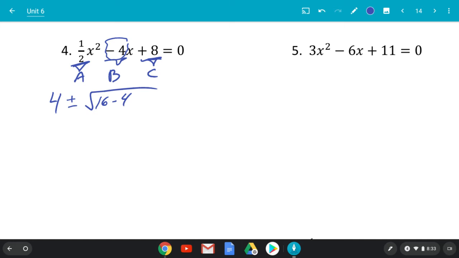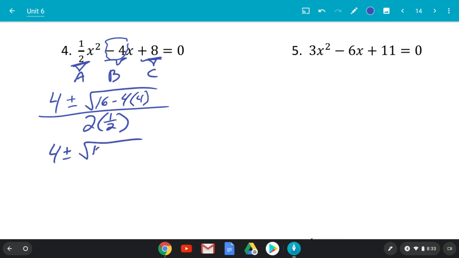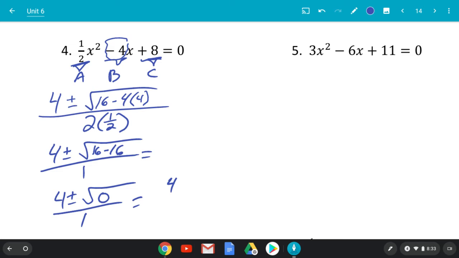Well, what's half of 8? 4. All over 2 times a half. Okay, so 4 plus or minus the square root of 16 minus 16, all over 2 times a half, would be 1, right? So I now have 4 plus or minus the square root of 0 over 1, which is 4 plus or minus 0 over 1, which should be 4. How many solutions do we have? 1. What was the discriminant? 0. And when the discriminant is 0, boom.